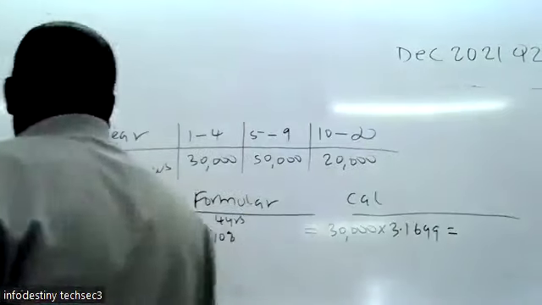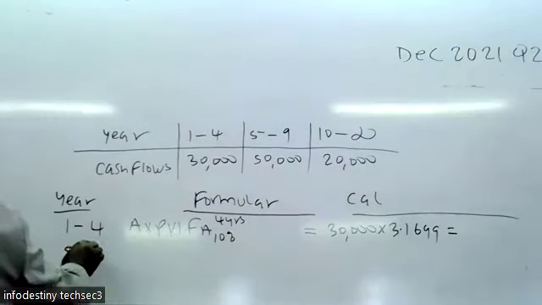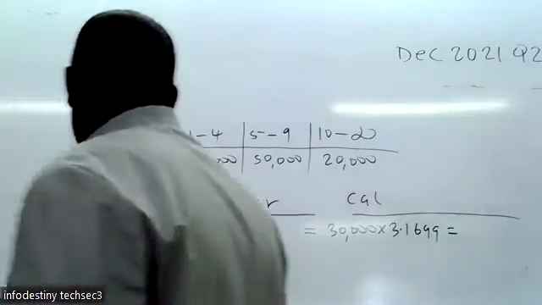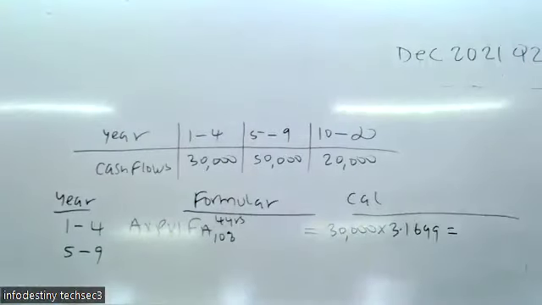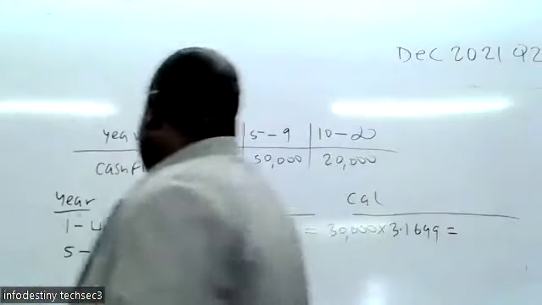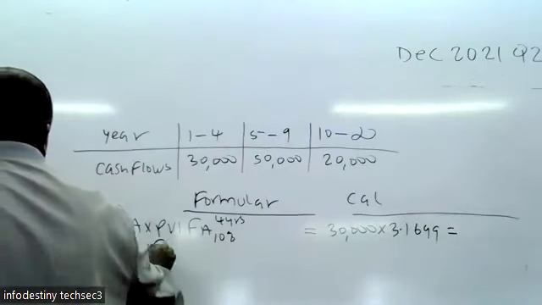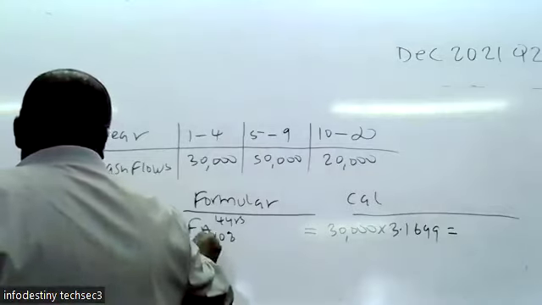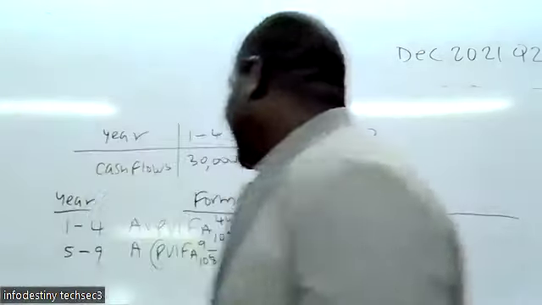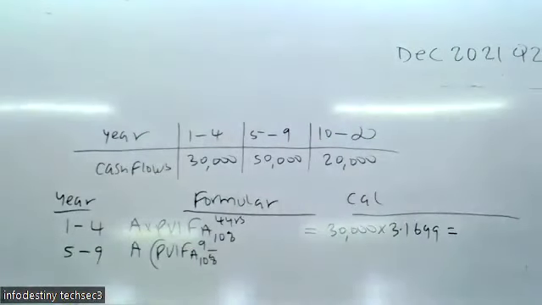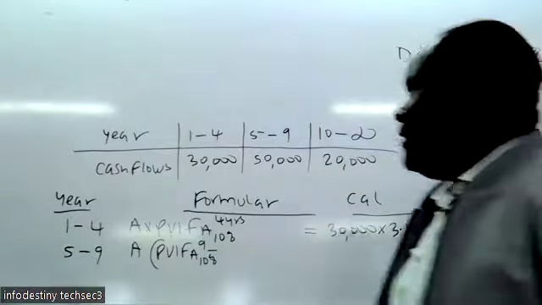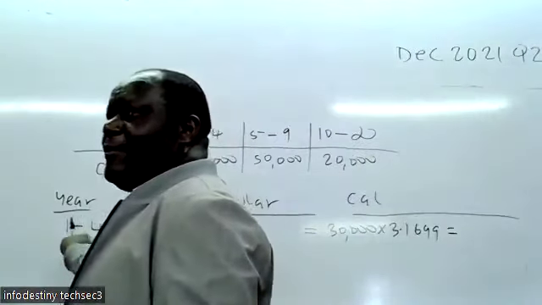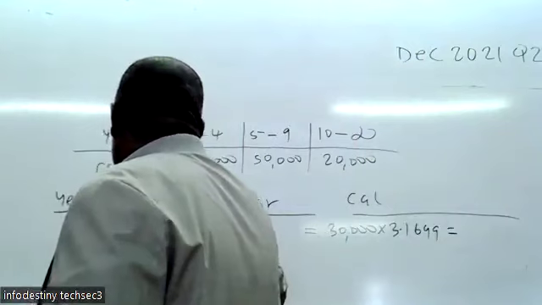Then the next one should be from year 5 to year 9. So from year 5 to year 9, it will be an annuity in the brackets of present value interest factor for the annuity, 10% in year 9. So I should subtract the one for which year? I subtract the one for year 4, because what we want is to remove year 1 up to year 4. So you minus the one for year 4.